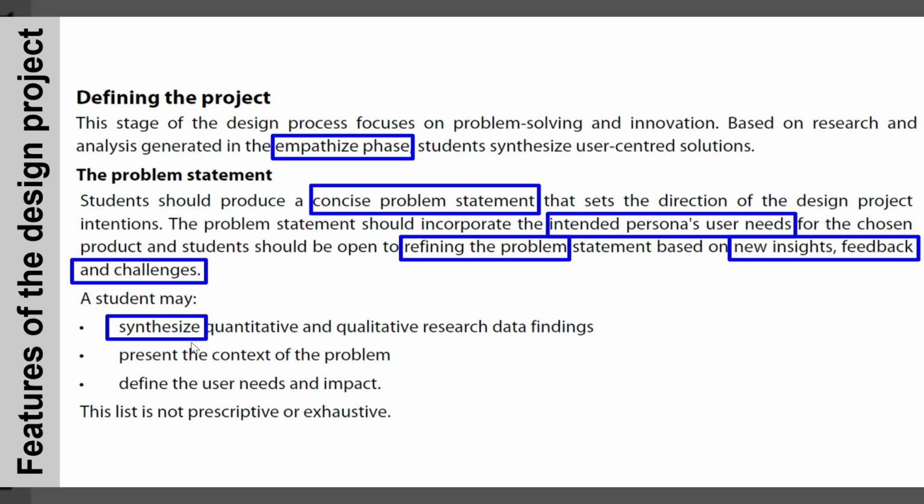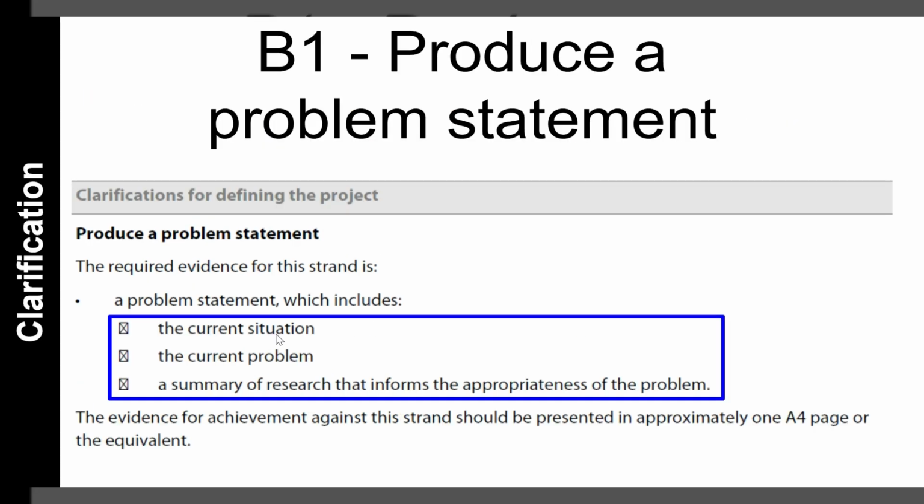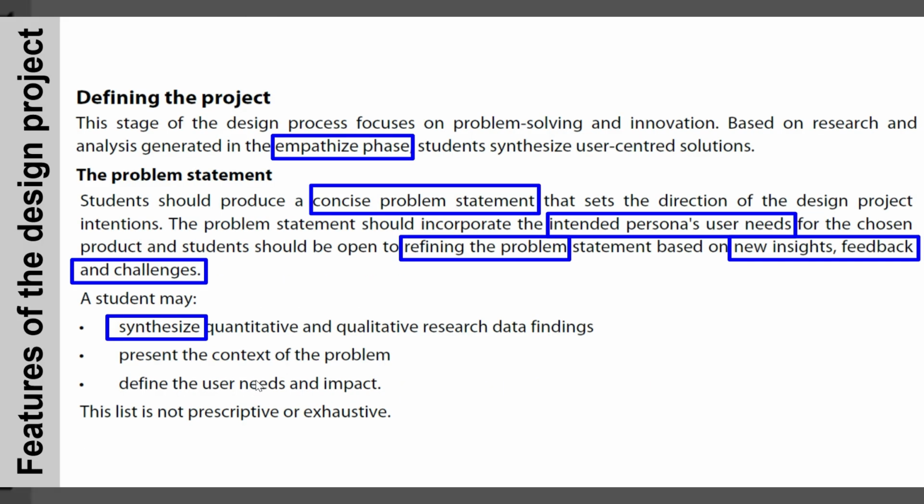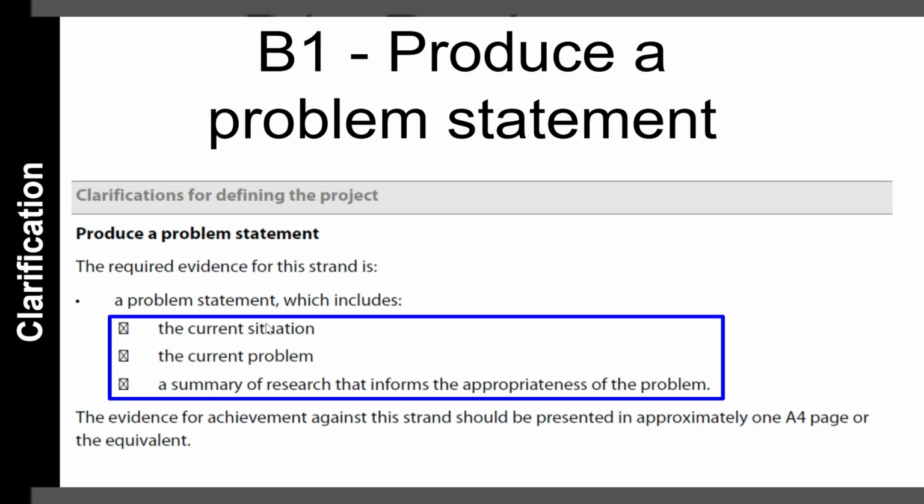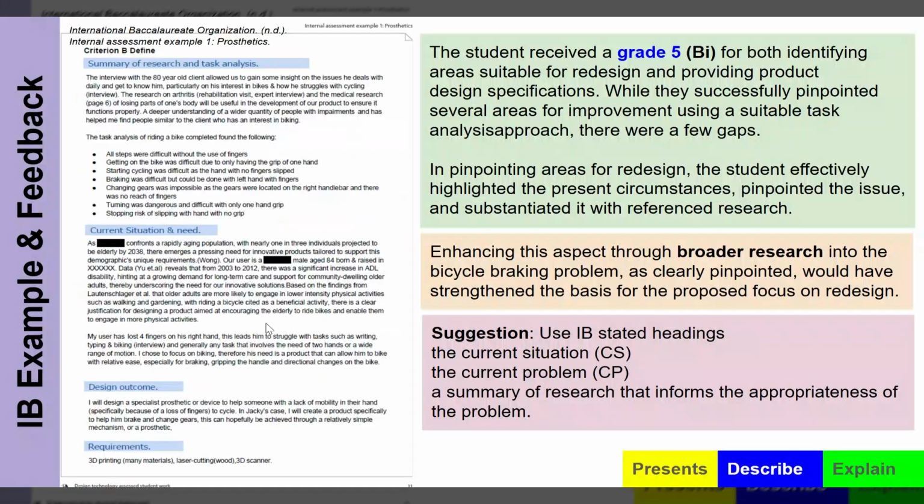So synthesize quantitative and qualitative research data findings. You've got to present the context of the problem and define the user needs and impact. When I'm looking through some of the examples, I find that students structure the work around this as opposed to this, when it should be the other way around. You should be having these as your subheadings, and applying these pieces of information into these subheadings here. Now, to go through some examples. So this is the prosthetics example, one from the teacher support material.